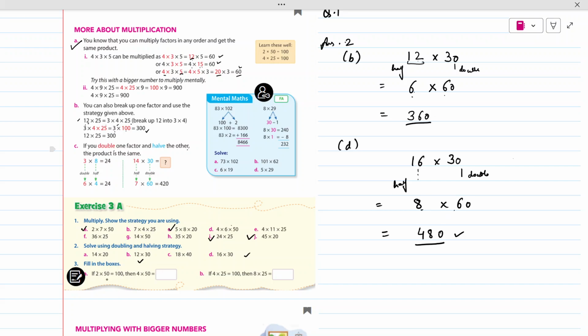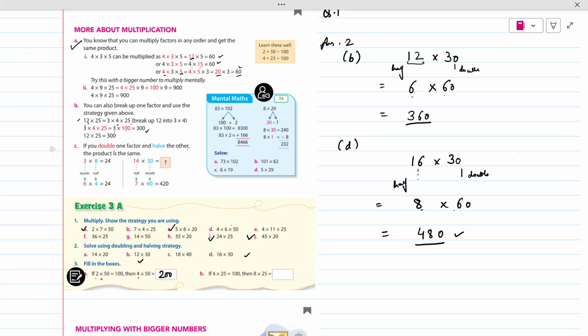2 multiplied by 50 is equal to 100 and then we have to find out 4 multiplied by 50. 2 into 50 is 100. We have to see 4 into 50. So kids, it's very easy. We know that 4 is double of 2. Okay. And the rest of the thing is same. So that means the answer will also be double here. So 4 into 50 is 200.